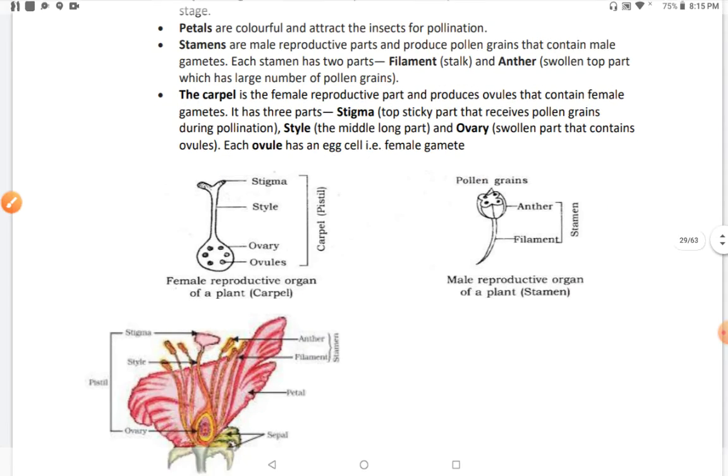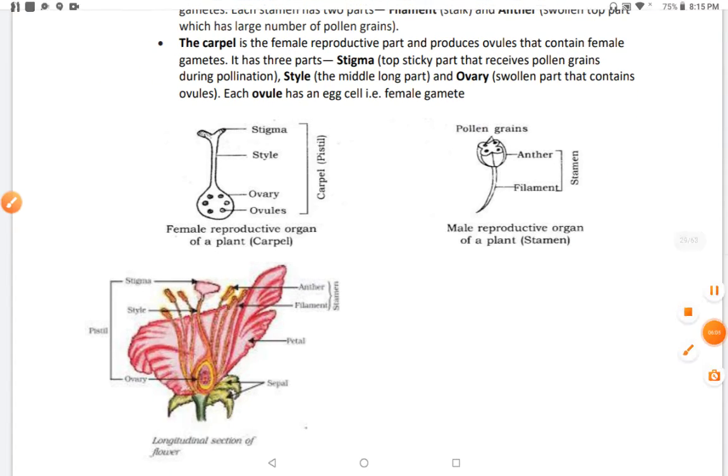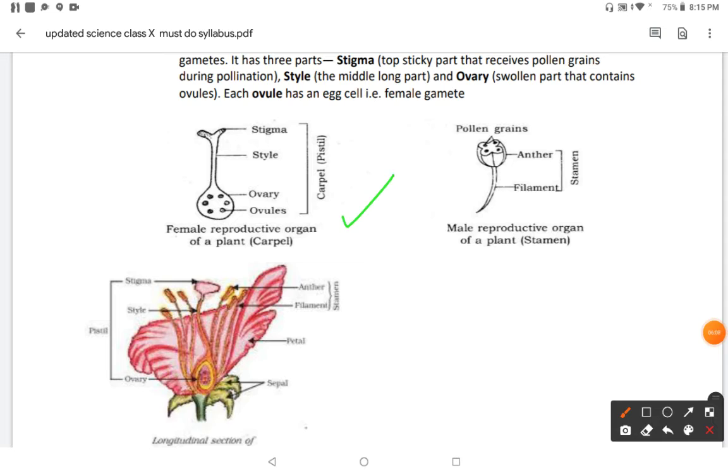Now we will discuss the different parts of the flower. This is the female reproductive organ, which contains stigma, style, ovary and ovule. You can see this part is the female reproductive part. This is the stigma, this is the style and this is the ovule. The ovary contains small dots that you can see. These are called ovules or egg or ova.